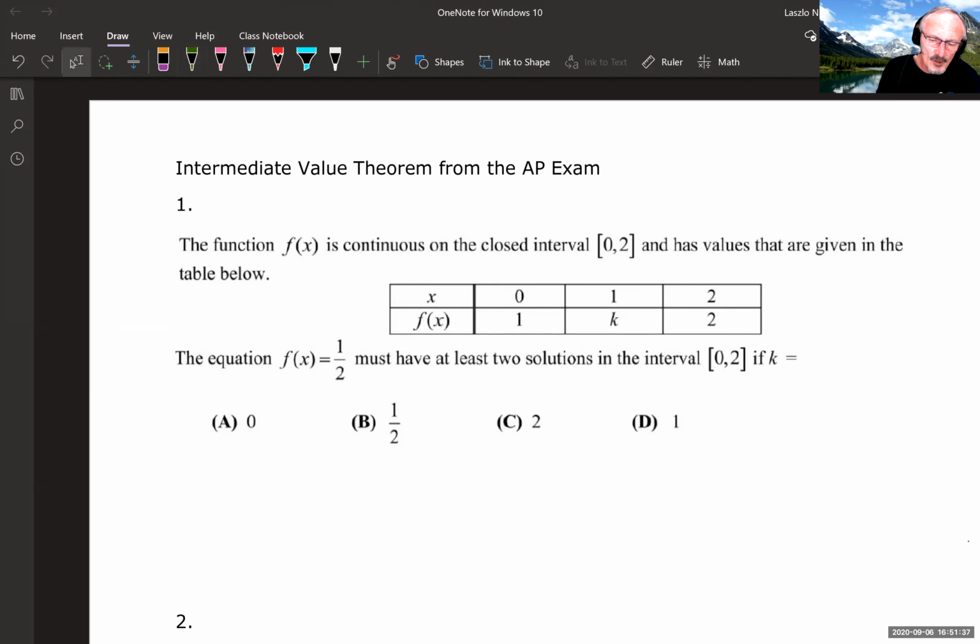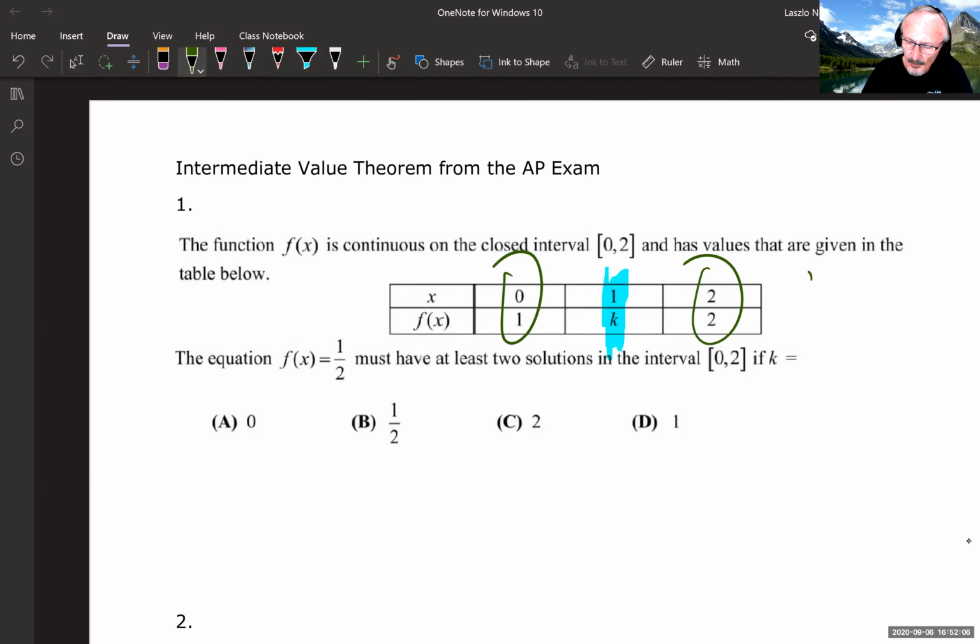I personally wouldn't spend a lot of time procrastinating. What I would do is actually graph the 2 points, and we can be very generic. What 2 points? The ordered pairs 0, 1 and 2, 2. I'm not going to graph the middle ordered pair because that's the ordered pair of 1 and k. We're actually looking for the y value, f of 1, which is equal to k.